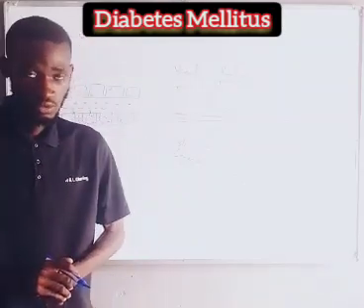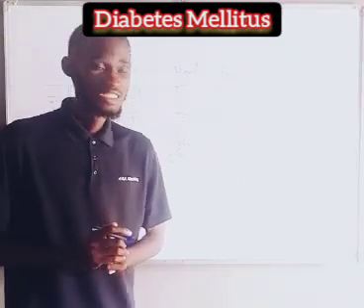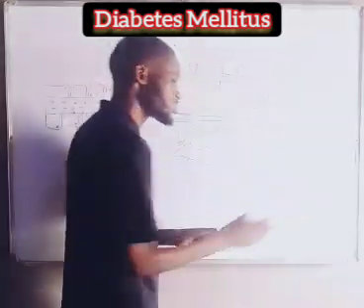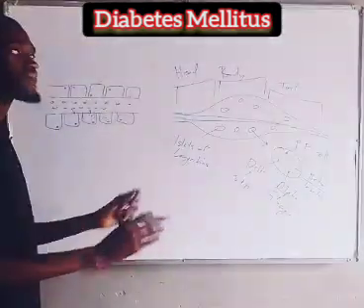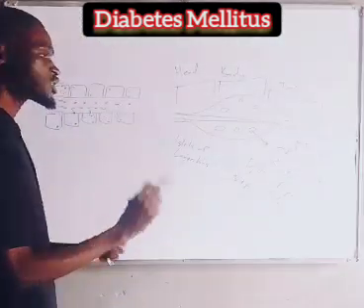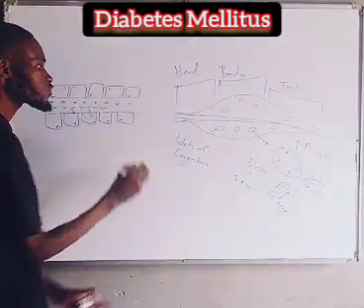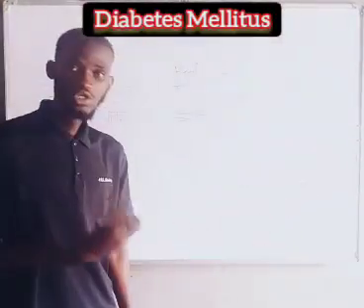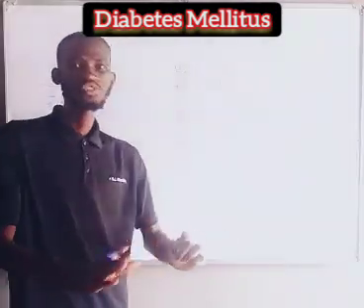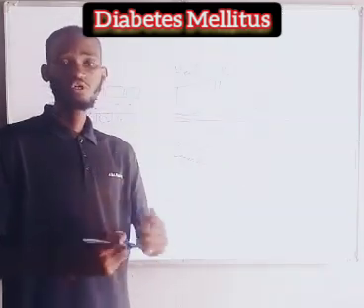What really happens in diabetes mellitus is that the pancreas cannot produce insulin, or the cells have gained resistance to the action of insulin. You find that the insulin is being produced by the pancreas, but the cells are not responding to it. Or the pancreas cannot produce insulin at all, which can come as a result of some autoimmune conditions.